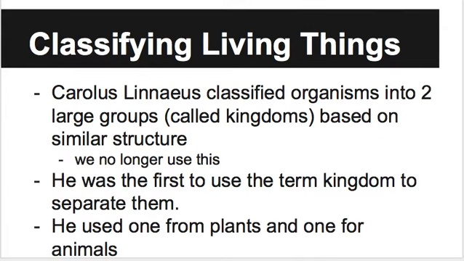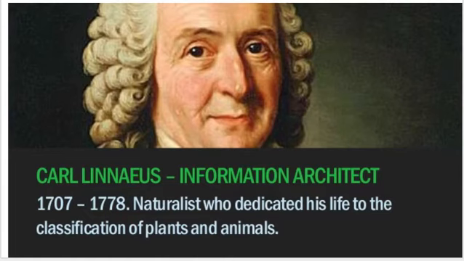Classifying living things. Carl Linnaeus classified organisms into two large groups called kingdoms, based on similar structures. We no longer use this, but he was the first person to separate them in this way. He used one kingdom for plants and one kingdom for animals. Here's a picture of Carl Linnaeus, a naturalist who dedicated his life to the classification of plants and animals.